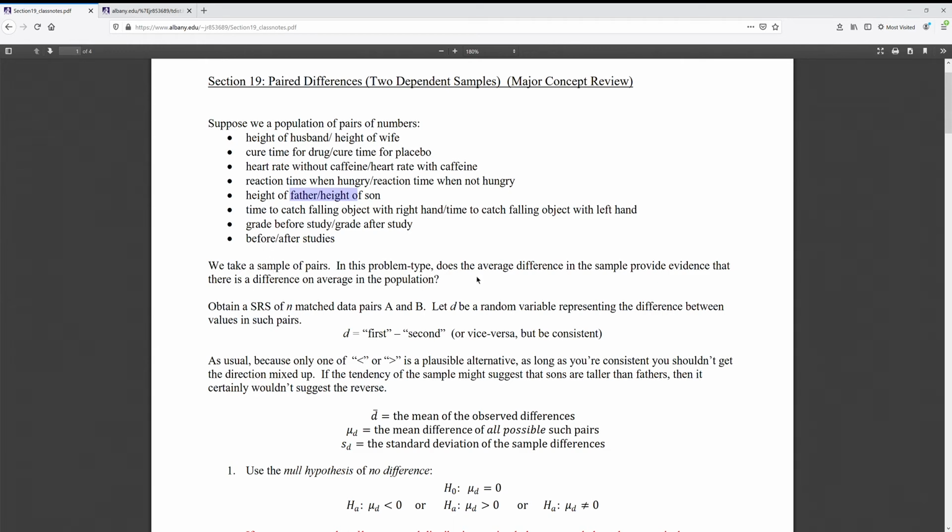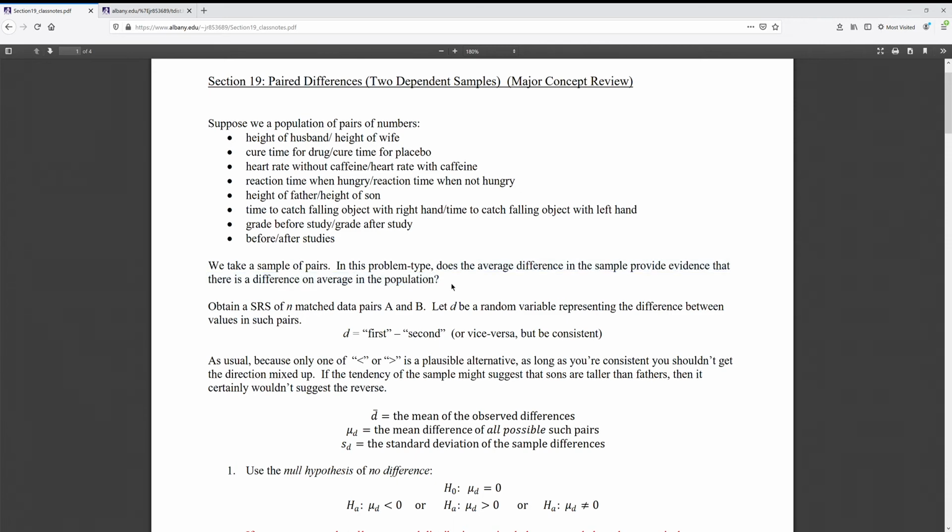So the idea here is, in this problem type, we're talking about, does the average difference in the sample provide evidence that there is a difference on average in the population? In other words, the average of the sample differences is approximating the average of the population differences. The statistic is the average difference in the sample. The parameter is the average difference in the population. In particular, is there one or is it 0?